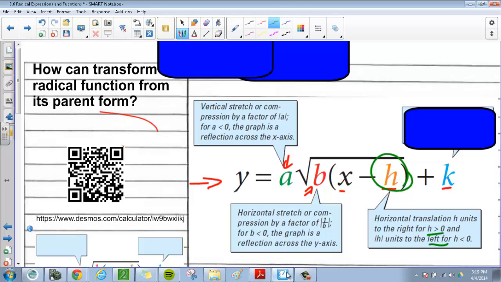But that would mean if you put an h that is positive in here, it makes it look like it's negative because you've got this negative sign. So whenever it looks negative there, remember, when it's negative, it's going to the right. When it's positive, it's going to the left.